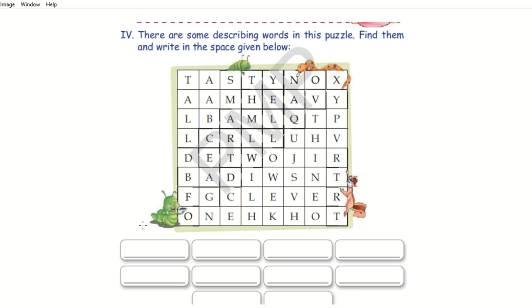Exercise 4. There are some describing words in this puzzle. Find them and write in the space given below. Children, here in this grid, first we have to find out different describing words. So let's start finding it. First word I can see is tasty. Another word I can see is heavy.